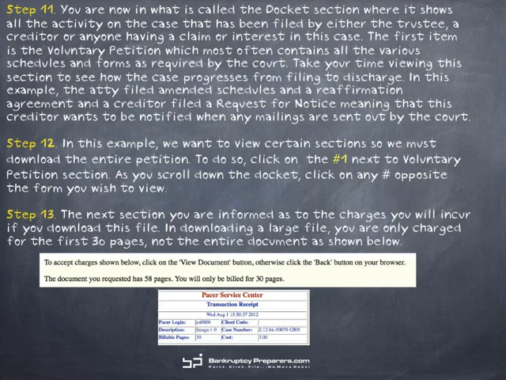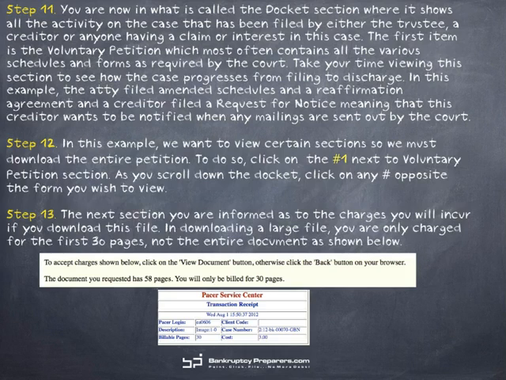In this example we're going to show you an amended schedule, an amended reaffirmation agreement, and where a creditor filed a request for notice, meaning they want to be notified when any documents are mailed. In this example we're going to want to view certain sections, so again, you're going to have to download the entire petition. To do so, you would click the number 1 next to voluntary petition in the docket text section.